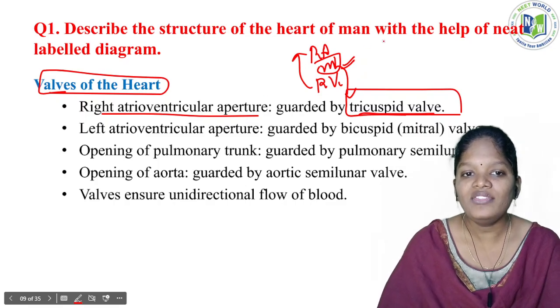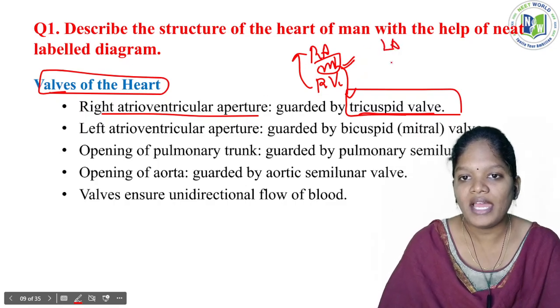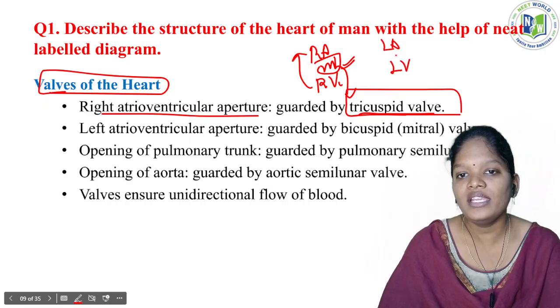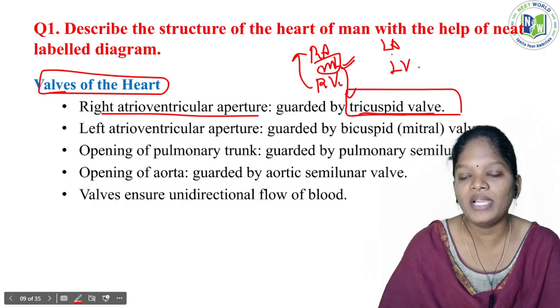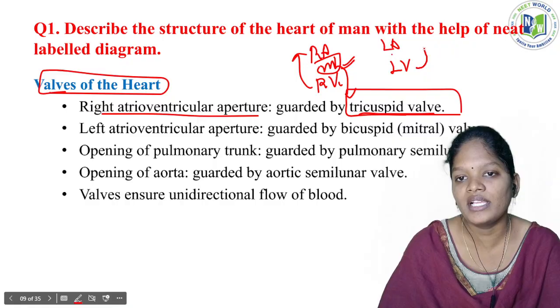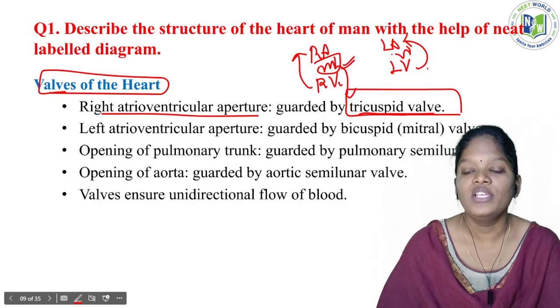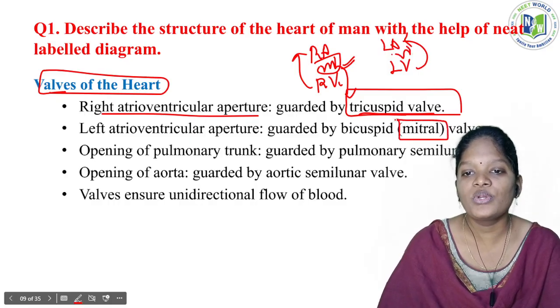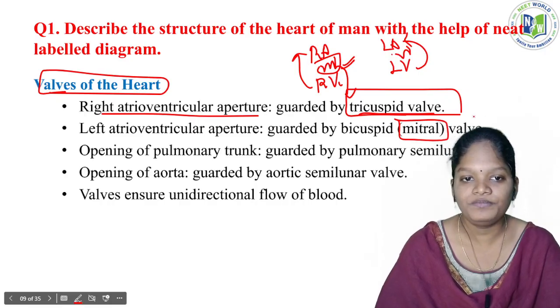Now, the left atrium and the left ventricle. Here again, the blood which is present in the left ventricle shouldn't enter into the left atrium. So there is a wall which is called the bicuspid wall. This bicuspid wall is also called the mitral wall.